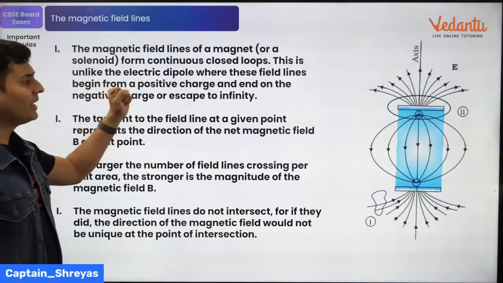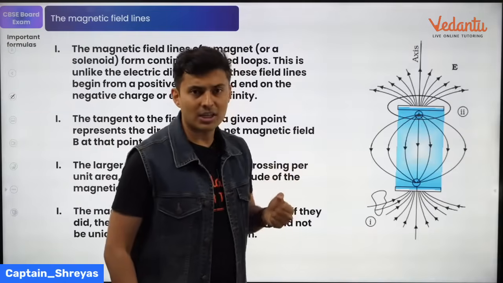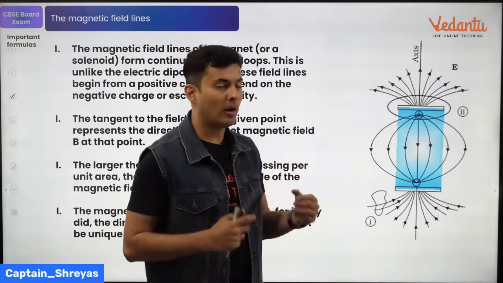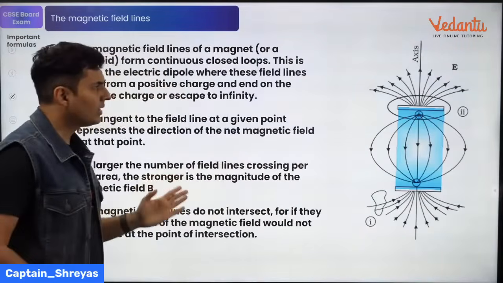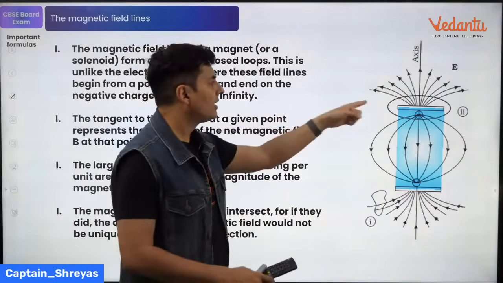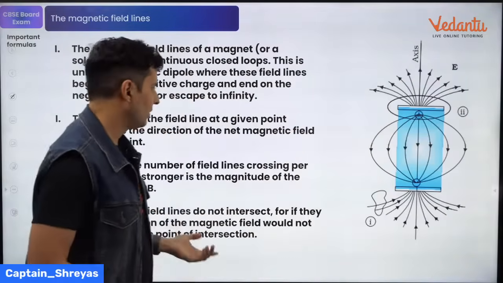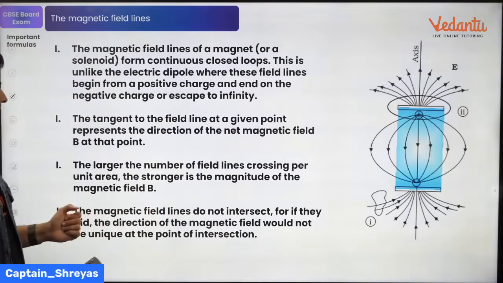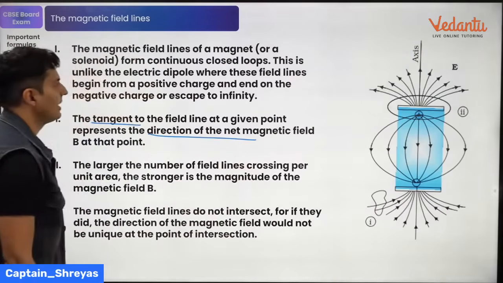So the strength of the field is given by how many field lines are there nearby each other. If they are close enough, it's strong. If they are far away like over here, then it is a weaker field. If you draw a tangent, then you get the direction of the field. So you will see they will never intersect. A tangent drawn always represents the direction of the net field.